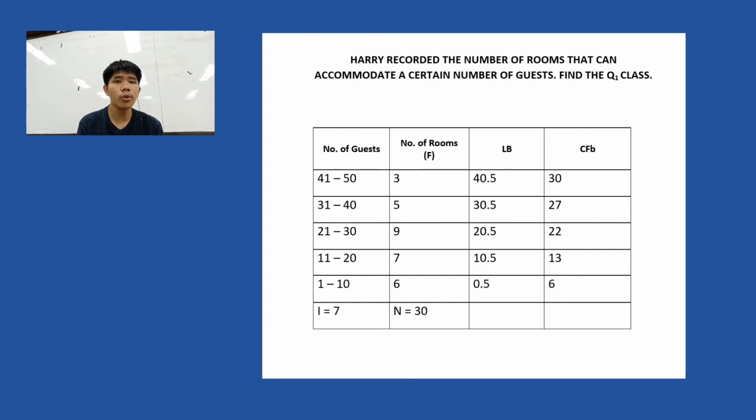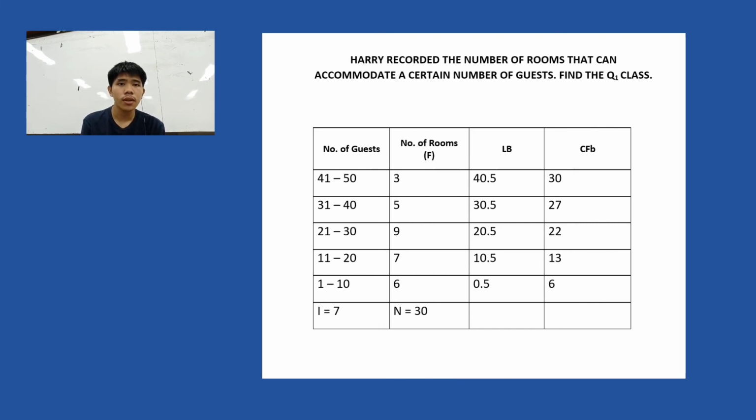Next column, we have our LB, or our lower boundary. Again, to get our lower boundary, we will only subtract 0.5 from the number. For example, our first value, we will subtract 0.5 from 41. This will give us 40.5. Next, 31 subtracted by 0.5 is 30.5. 21 subtracted by 0.5 is 20.5. 11 subtracted by 0.5 is 10.5, and 1 subtracted by 0.5 is 0.5.